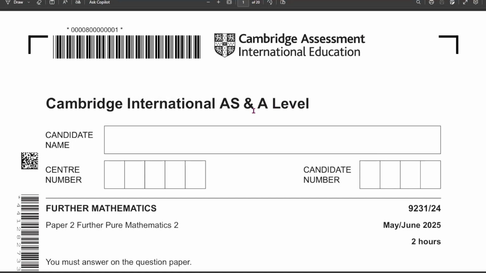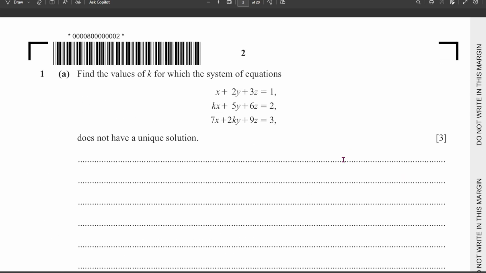Greetings viewers, in this video we'll do Cambridge A-Level Further Maths, syllabus code 9231. This is Further Pure Paper 2 and variant 4 from the May June 2025 series. Let's crack on with question 1.